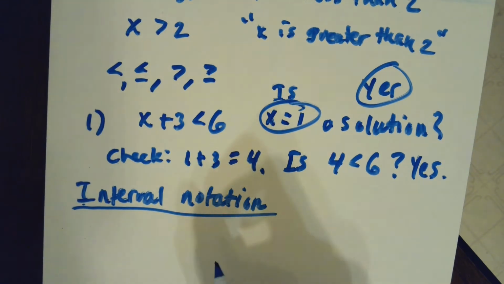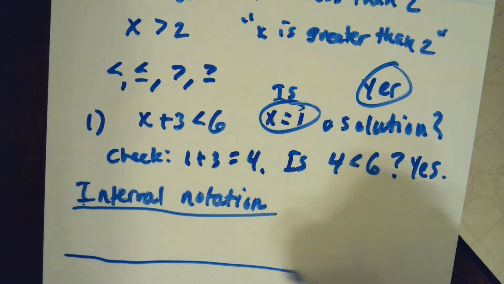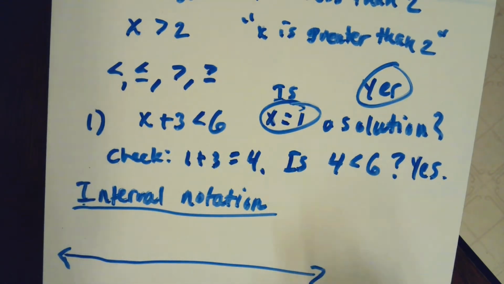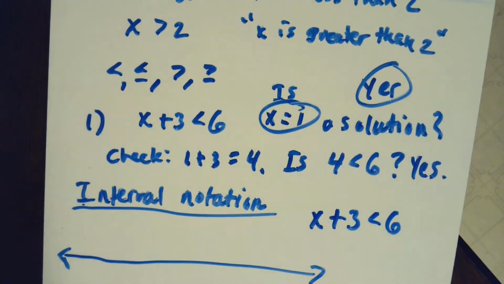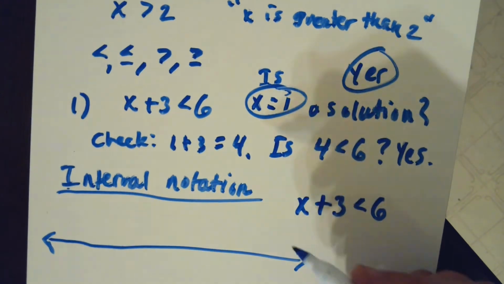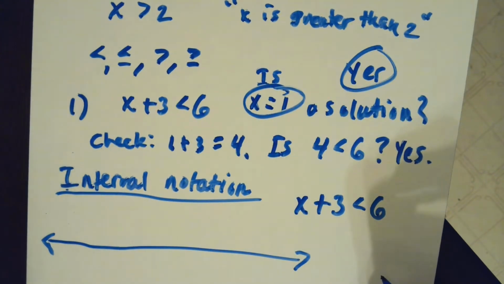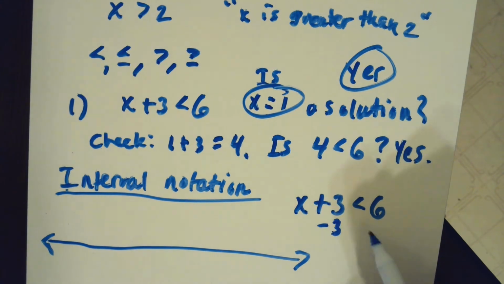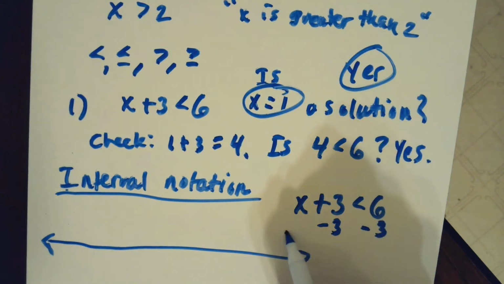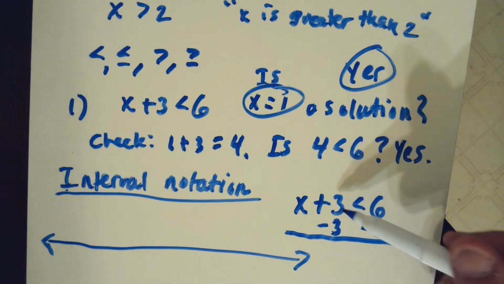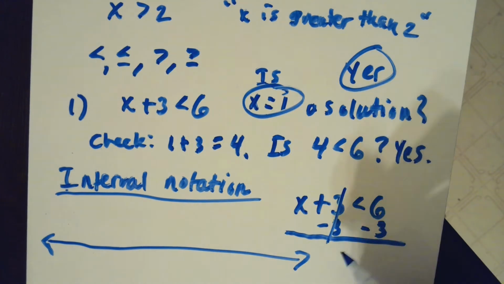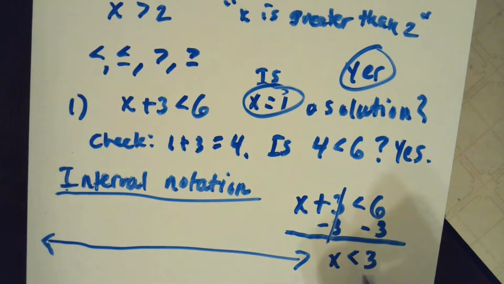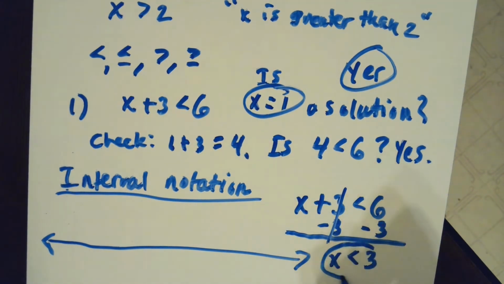So here's what I mean. Let's say we have a number line, and let's take that problem from above: x plus 3 is less than 6. Let's solve it just like we would for an equation. We want to get x by itself. So we're going to subtract 3 from both sides of the inequality. Not the equation, but the inequality. That gets x by itself because these cancel. And then we have x is less than 3. So the solution set is any x value less than 3.